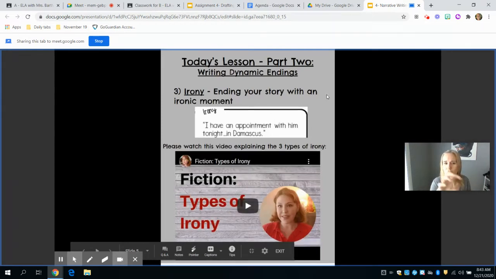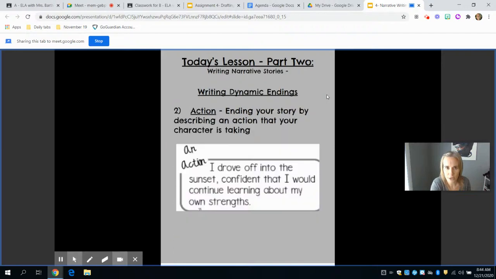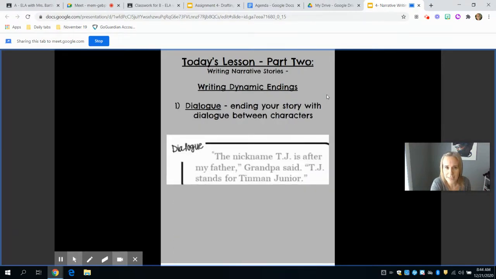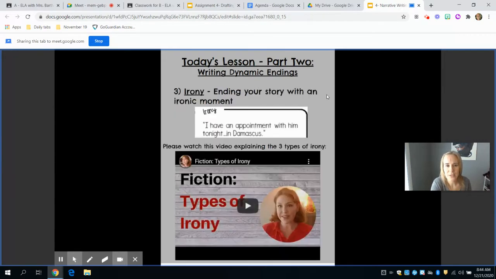So that's a harder one to do. So if you want to challenge yourself to end your story in an ironic way, that's something you can certainly try. Make sure you kind of know how to use it. But that's one of 3 types of endings we've gone over so far. So remember, we've gone over dialogue as an ending, action of your character as an ending, and irony as an ending with an ironic moment.